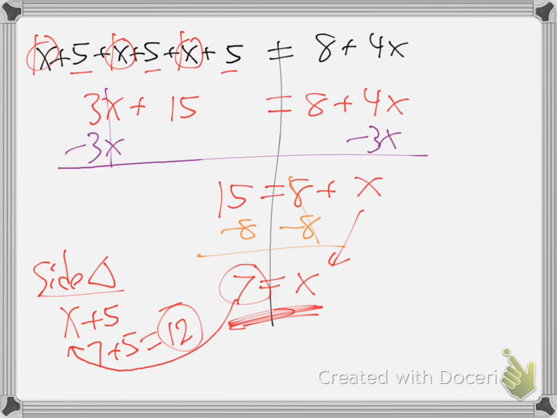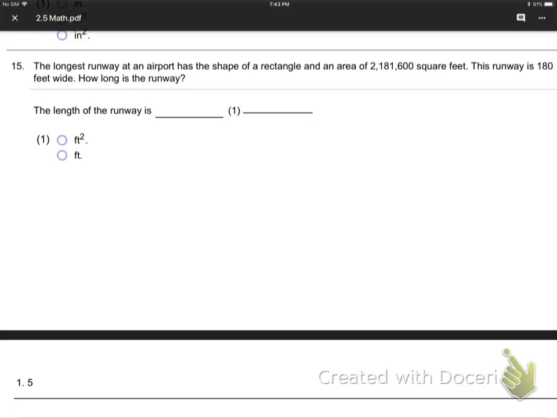Questions on that one? We good there? Is that making sense? Questions I can answer? All right, so can you read that one? The longest runway at an airport has the shape of a rectangle and an area of something big. The runway is 180 feet wide. How long is it?